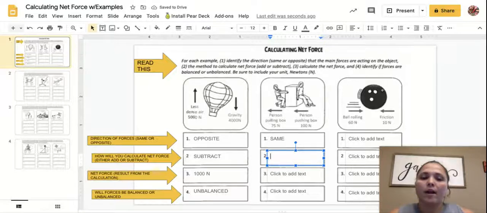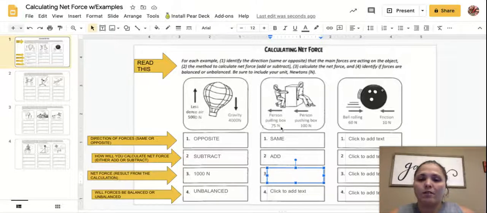How will we calculate net force? So remember, if it's in the same direction, we add. If they're in opposite directions, we subtract. This one was the same direction, so I'm going to add those. Now I have to look and add my numbers. So I've got 100 newtons and 75 newtons. That's going to be 175. And because this number is not 0 newtons, then I'm going to say that this is unbalanced.